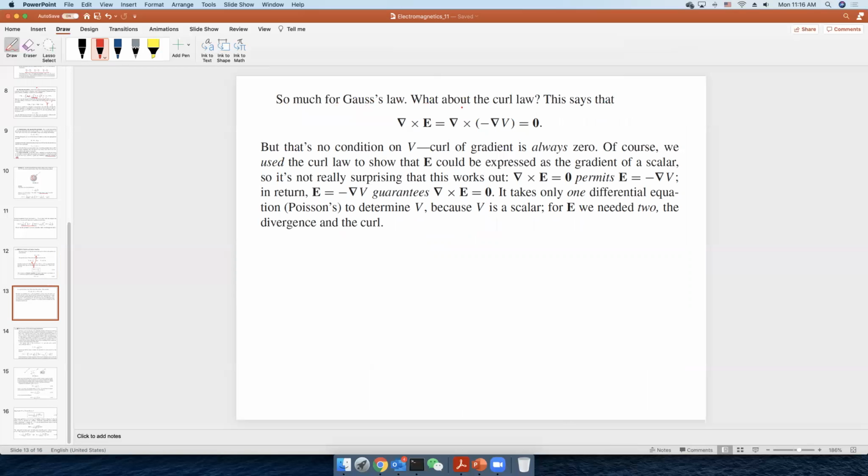So that's for Gauss's law. Now let's look at the curl law. The curl of E is 0, which means the curl of negative del V is 0. So this is the curl law when we describe the curl of negative del V. If you know the potential V, then the curl of the negative gradient of V, that is the curl of E, should be 0.